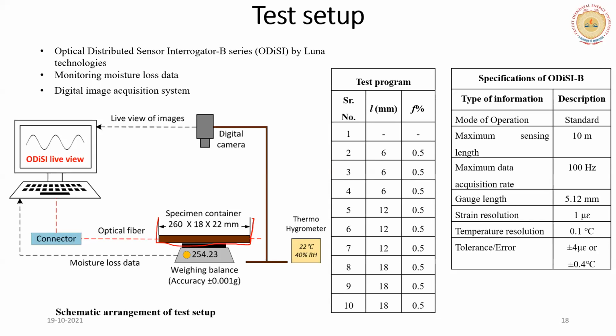So linear shrinkage molds were prepared because desiccation cracking is happening because of the shrinkage. So we made the linear shrinkage molds and we allowed the specimen to dry and generate cracks. So there was a weighing balance on which the specimen was placed, and the weight was recorded and monitored in a computer. Same thing, the specimen preparation, I'll just show you in the next slides how the specimen was prepared.